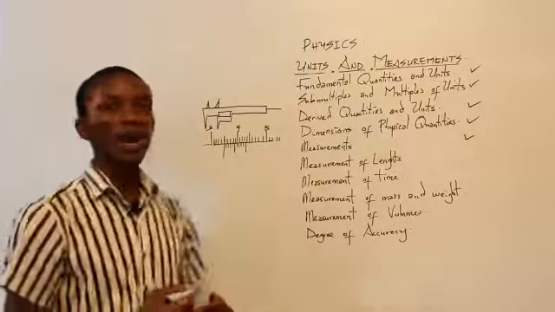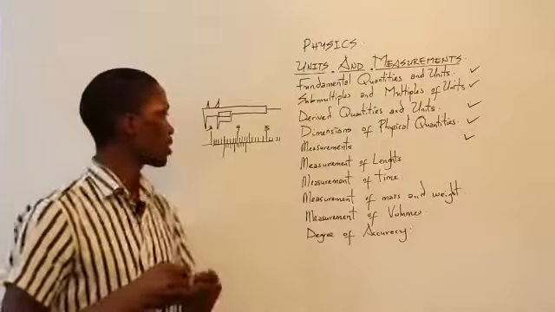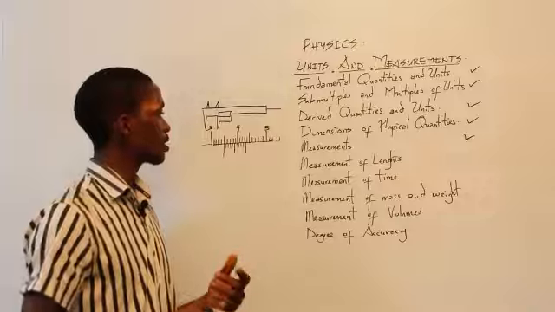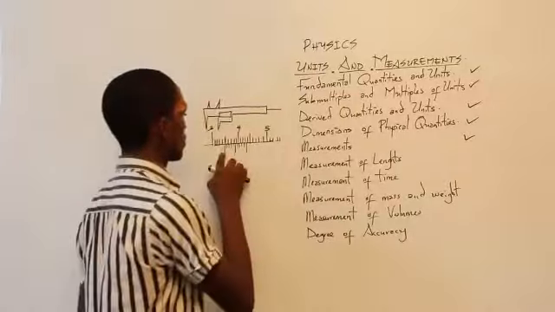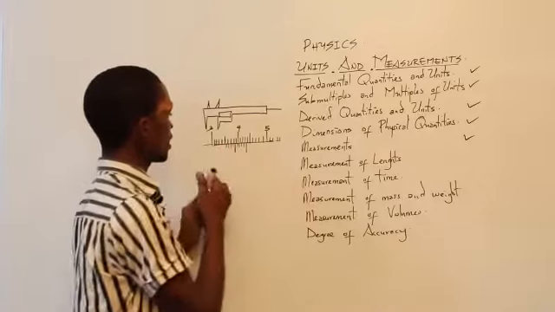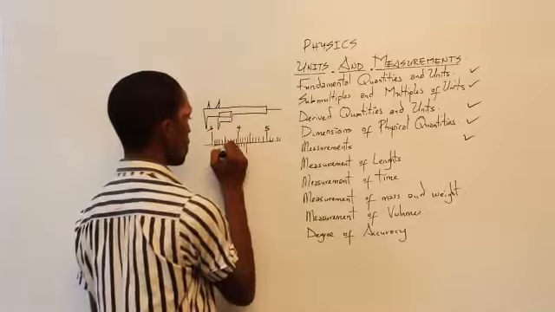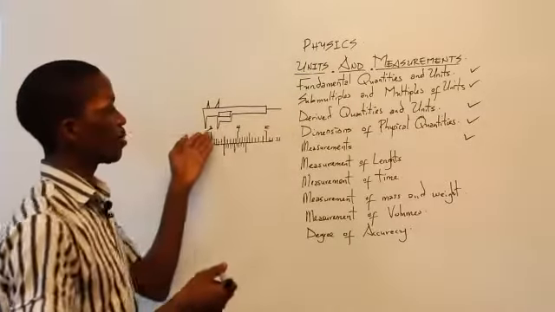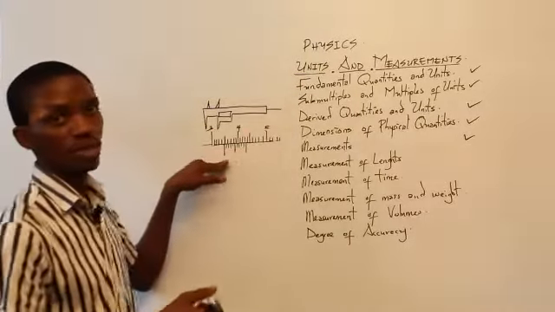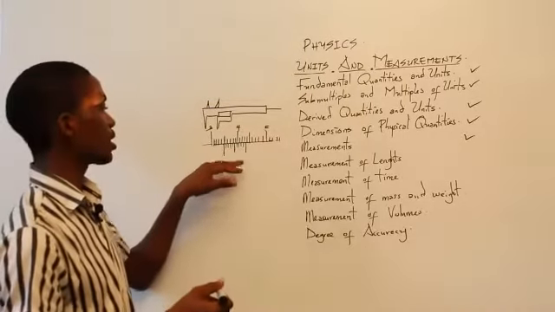Now, to take our measurements on our vernier scale, the first thing you take notice of is which measurement is before your vernier reading. This upper part is known as our main reading, while this lower part, this one restricted to just 10, is known as our vernier reading.